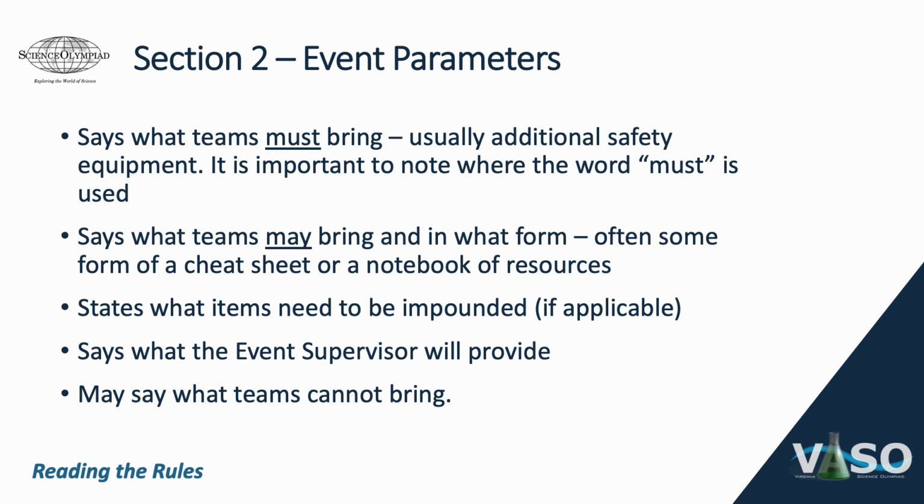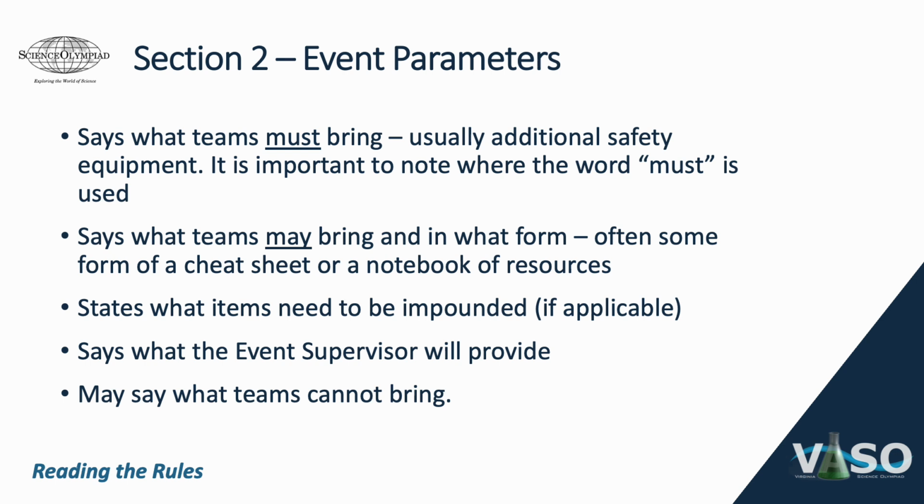It says what teams may bring and in what form. Often some form of a cheat sheet or a notebook of resources. It states what items need to be impounded, if that's applicable. It says what the event supervisor will provide, and sometimes it may say what teams cannot bring. You have to be a little bit thoughtful about those disallowed items, though. It can never be a complete list.